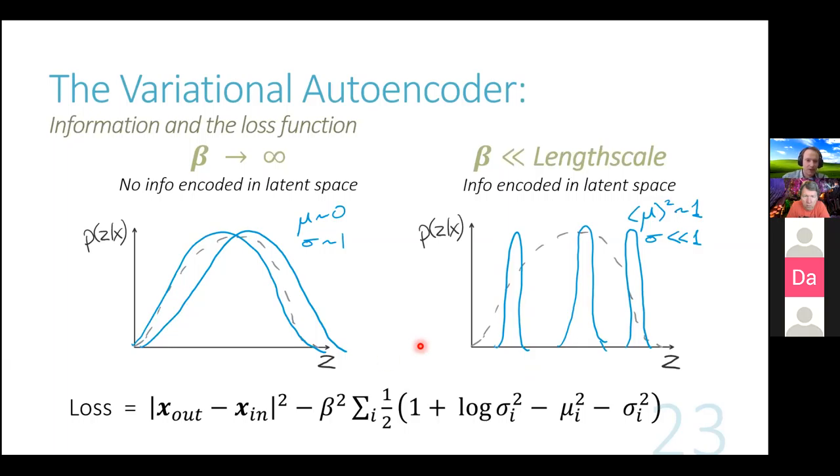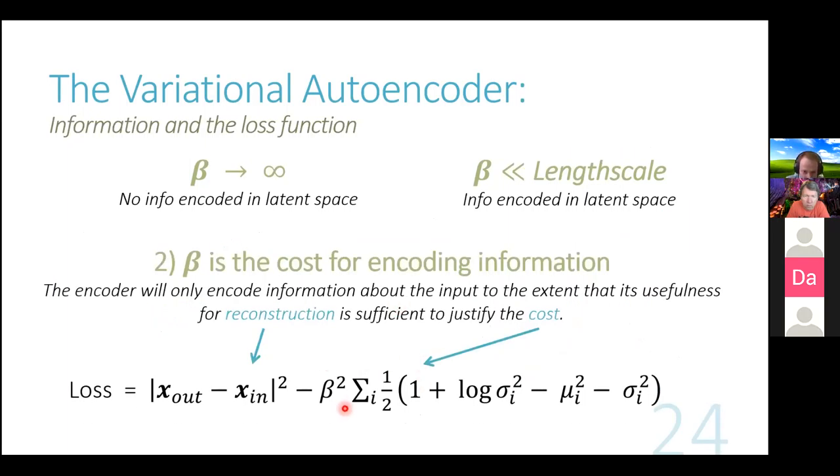Okay. So beta is the going rate, the cost for encoding information. The encoder is only going to encode information about the input to the extent that its usefulness for reconstruction is sufficient to justify the costs. The conversion rate is this number beta.